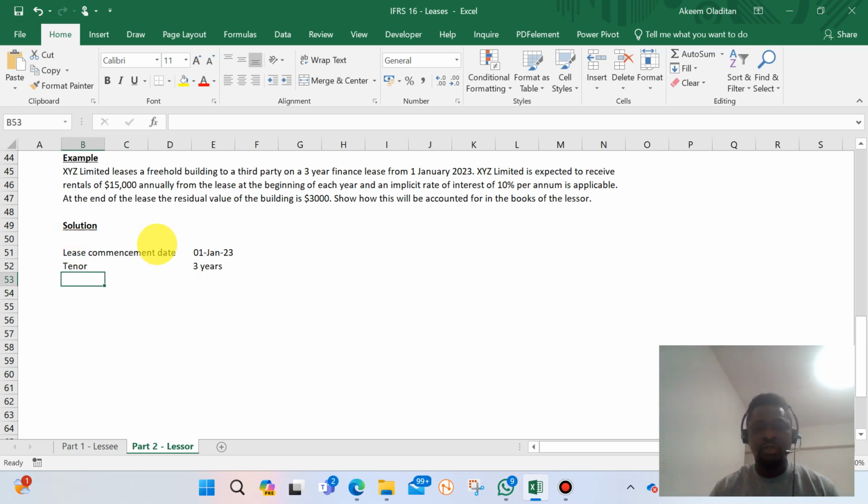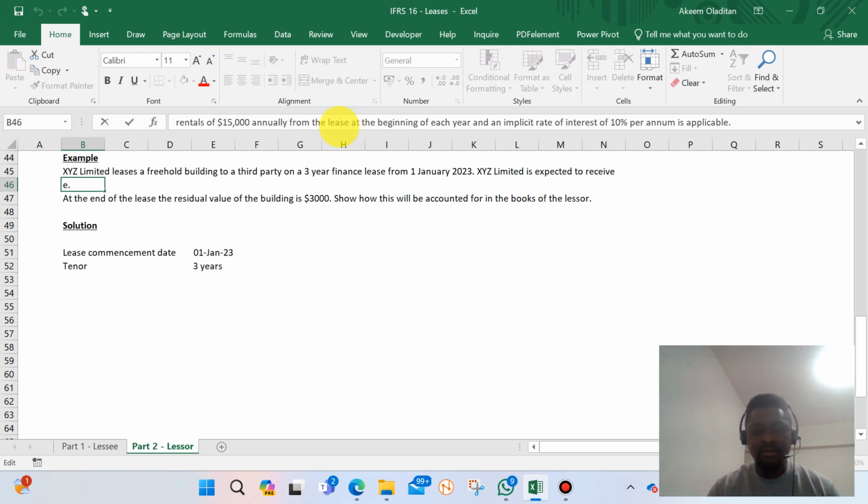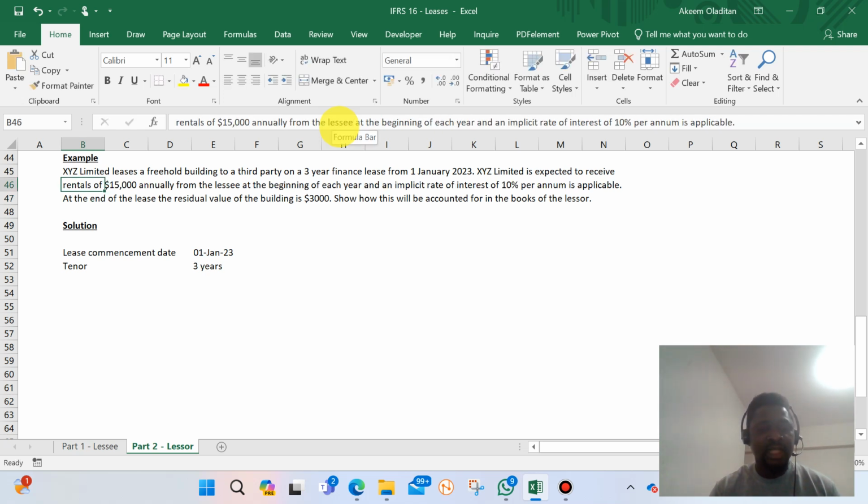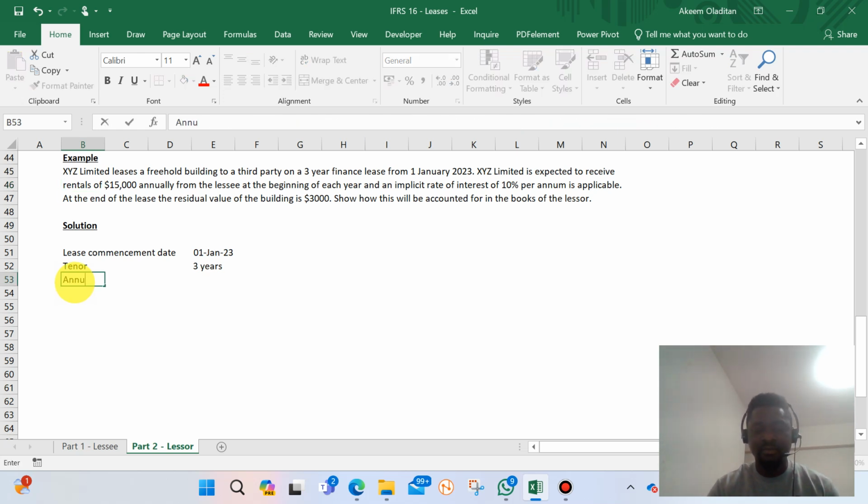So the question now says XYZ Limited is expected to receive rentals of $15,000 annually from the lease. That is from the lessee. That will be from the lessee. Let's see. At the beginning of each year. So annual rental will be 15,000.